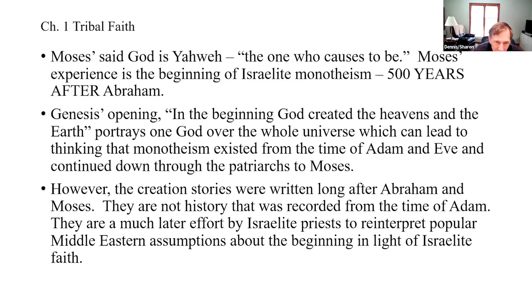But back to Genesis, since it's the first book, I think this leads you to the belief that we've always had monotheism from the beginning of time with Adam and Eve. Before the story of Adam and Eve, you've got this God creating the heavens and the earth. One God over the whole universe, which leads to thinking monotheism has always been around when it developed later, really, if you look at when the books were written. So the creation stories aren't history recorded from the time of Adam. They're a later effort by priests reinterpreting Middle Eastern assumptions in light of Israelite faith.